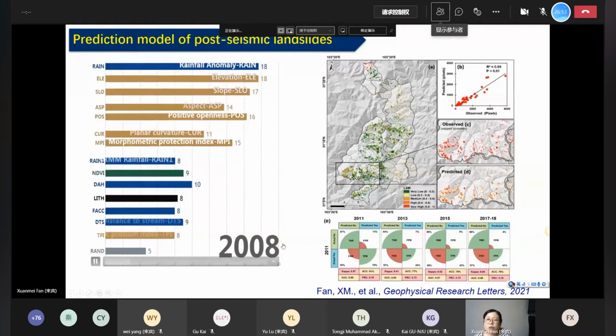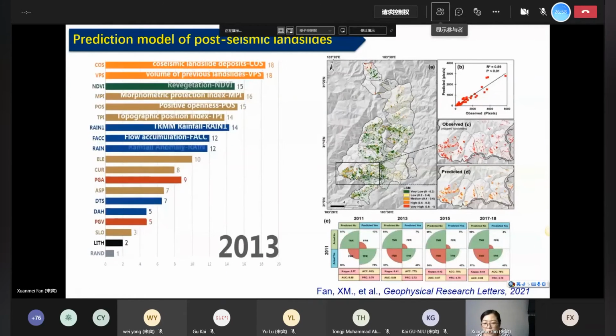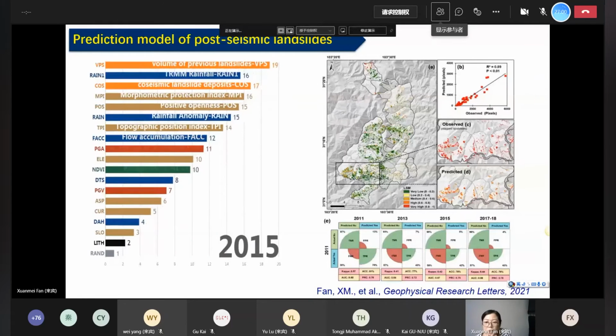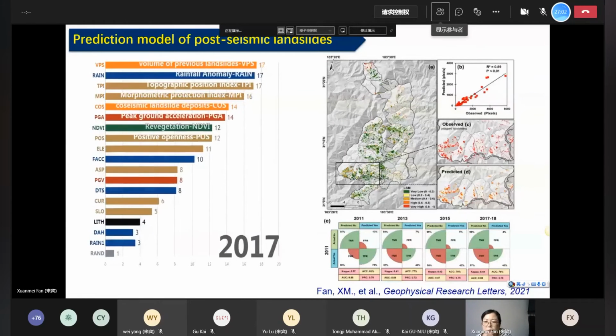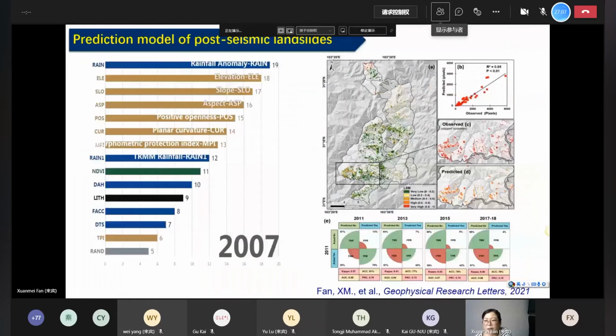And then we also did a dynamic analysis for the controlling factors. So as you can see from this dynamic factor importance changing over time, and based on these dynamically changing controlling factors, we created a model to predict the post-seismic landslides. And this paper was published in Geophysical Research Letters this year. So if you are interested, you can check the details in this paper.